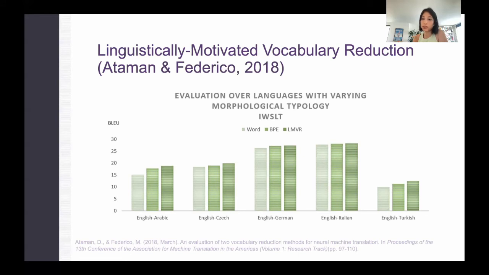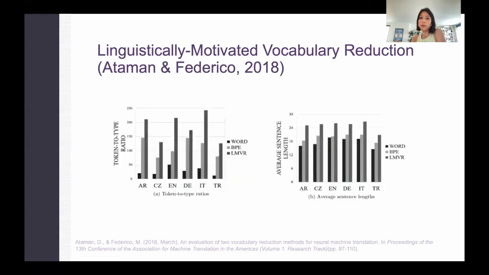Going from the most sparse to the least sparse, the most sparse languages would be Turkish, Arabic, and Czech, and middle to low levels of sparsity would be German to English. And we can see that this improvement depends on how much sparsity there is in the data. If you look more closely at what is actually different in the nature of the two segmentation algorithms, we see that the morphological segmentation LMVR increases the token to type ratio in a much larger fashion because it applies a more greedy segmentation.